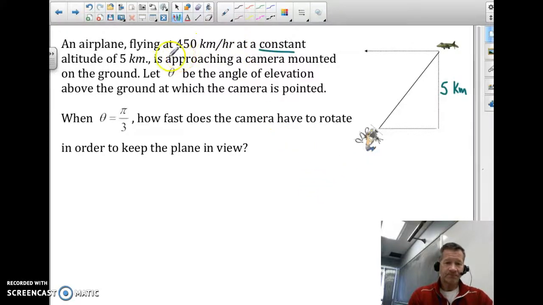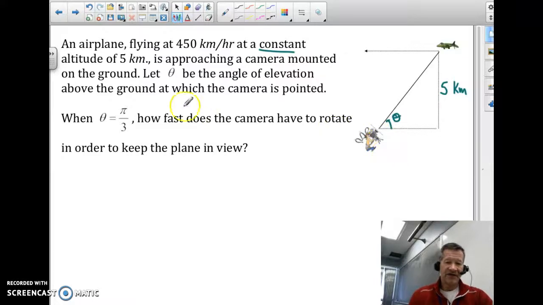Now, it's approaching the camera mounted on the ground. Let theta be the angle of elevation above the ground at which the camera is pointed. So theta is this angle above the ground at which the camera is pointed. So that angle right there is theta.